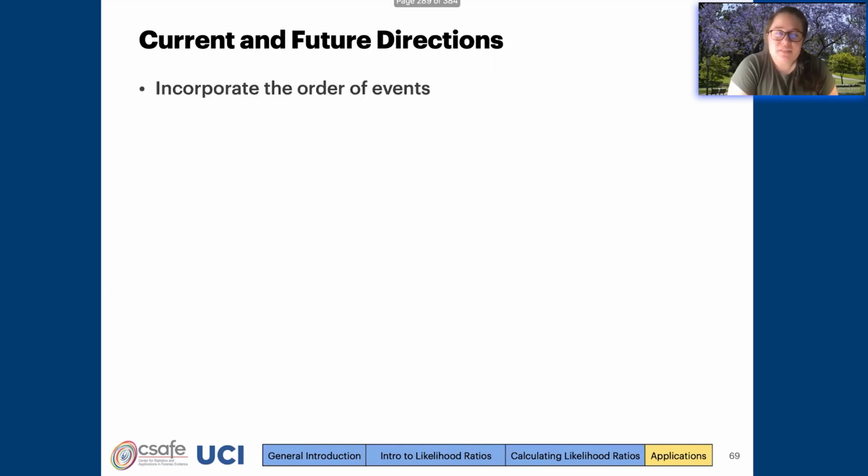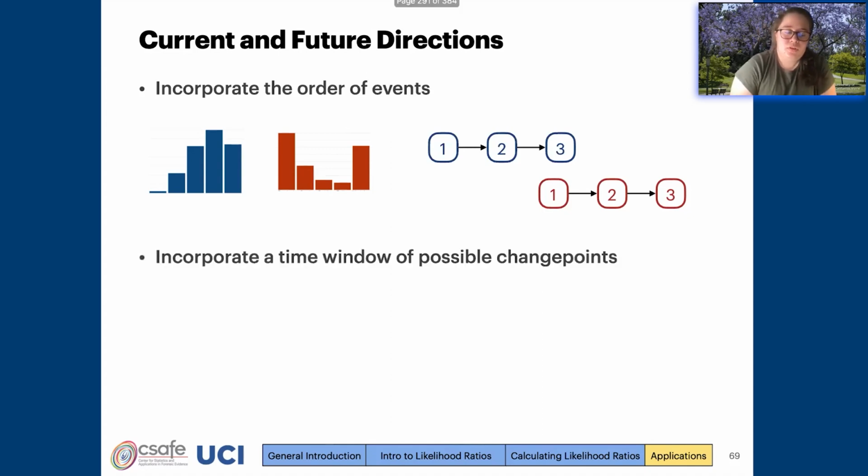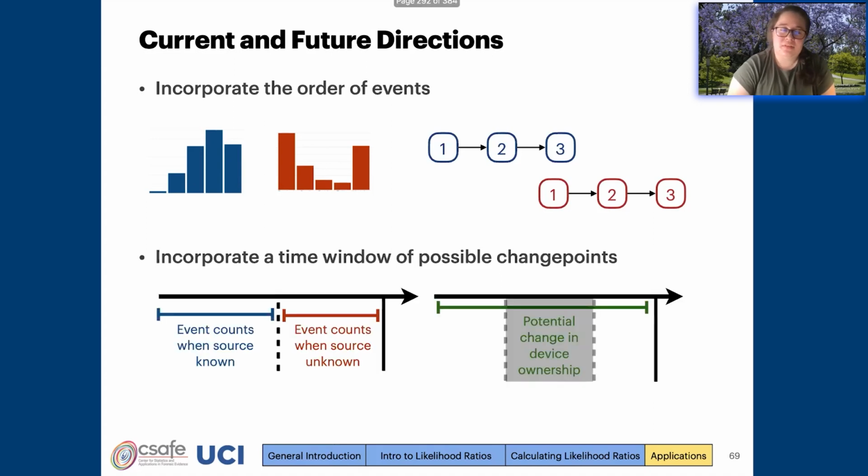So one example is incorporating the order that the events occurred. So instead of just counting, we can say we know that this event came before this one, came before this one, and incorporate that information into the calculation. And even more generally, we can incorporate that timestamp variable a little more carefully. So we can also think about the time between events as well. Another thing is that we could, instead of incorporating a single time of change, use a possible window of change points. What this looks like is, I showed this timeline earlier where we had event counts when the source was known, and we had this nice dividing line, and then event counts when the source was unknown.